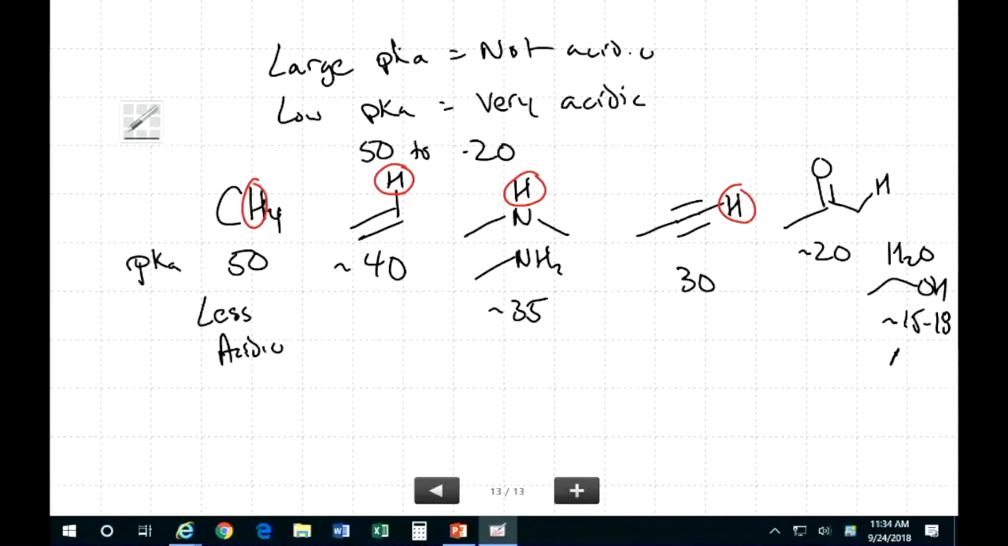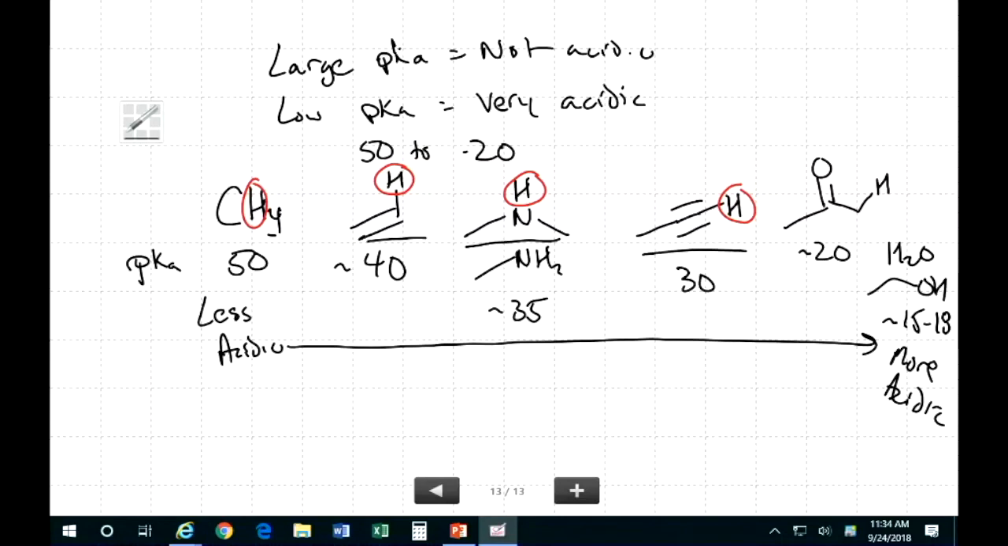And this down here is more acidic. So acidity is increasing as we go across, right? Now, I don't really care about the numbers. I want you to kind of know the general scale, right? That we have alkanes, then alkenes, then amines, then alkynes, then ketones, esters, aldehydes, things like that, and then alcohols and water. So the reason this matters is knowing pKa's allows you to predict reactivity.